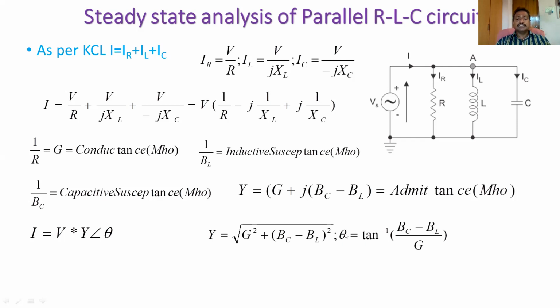Here, this theta is either positive or negative, depending on BC and BL. If BC is more, it is positive; if BL is more, it is negative. So like this, we can tell whether the current is leading or lagging by knowing the values of capacitive susceptance and inductive susceptance, and we can evaluate the phase angle.